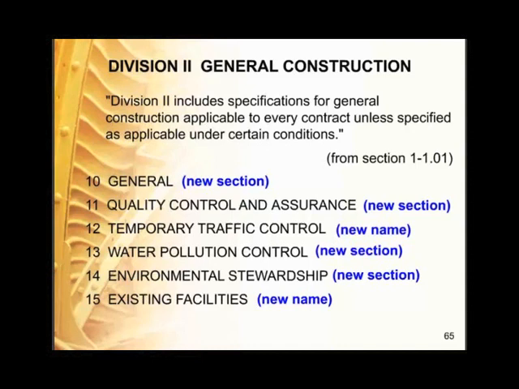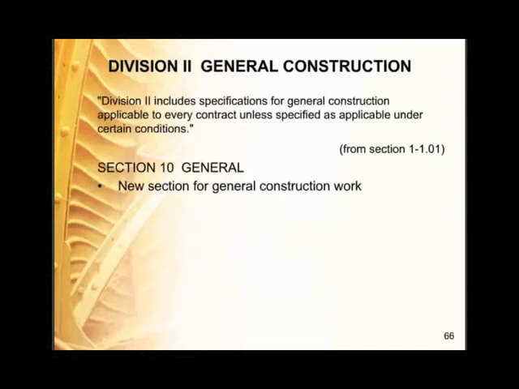We also have another new section, Quality Control and Assurance. Section 12, we've always had a Section 12, but now it's called Temporary Traffic Control. Section 13 is Water Pollution Control. Section 14 is Environmental Stewardship. And Section 15 is Existing Facilities. And I'm going to go ahead and go through a little bit on each one of these.